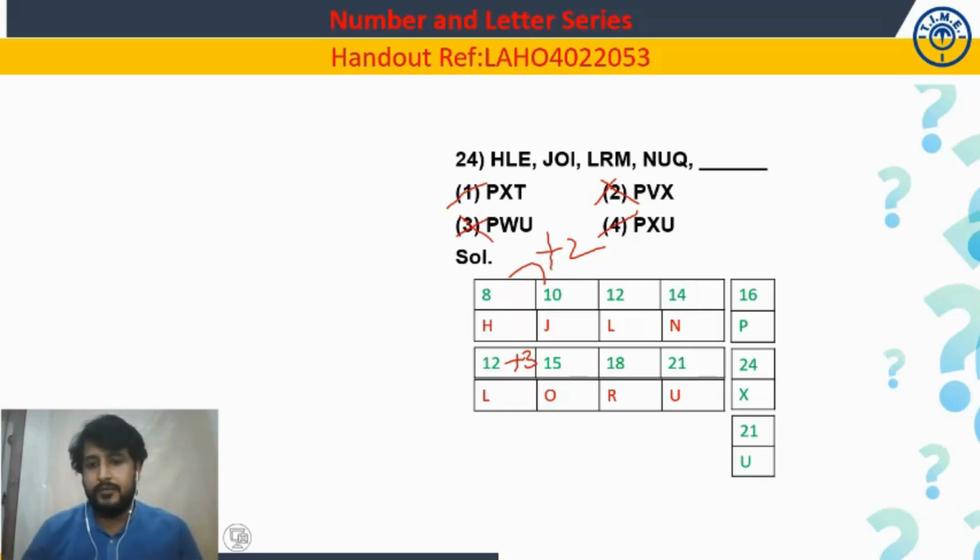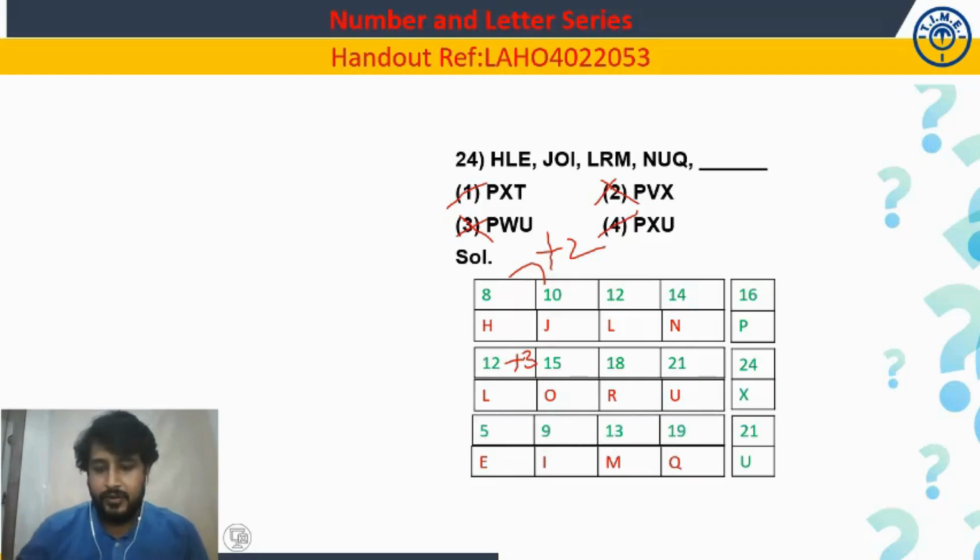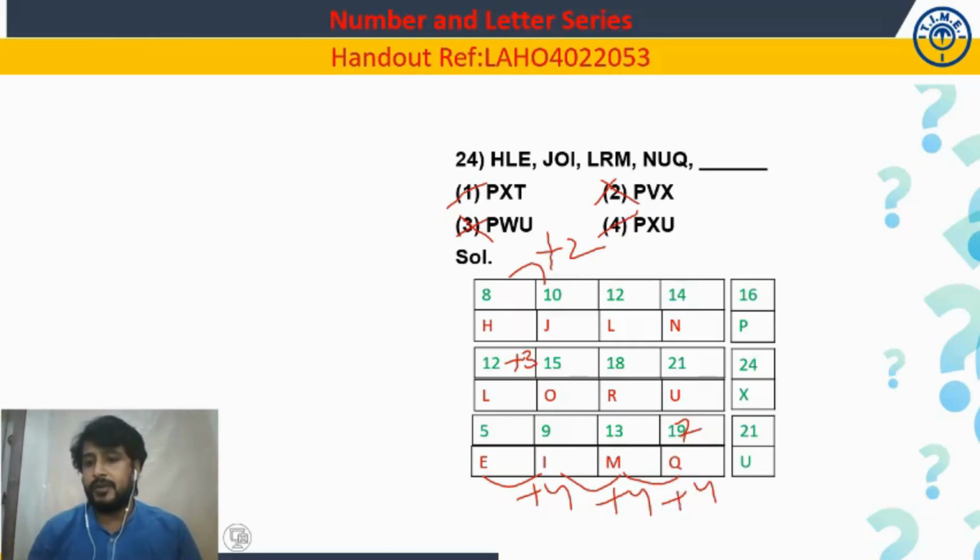Now go ahead with the third set of letters. What are the third set of letters? E, I, M, Q. Write the place values. E's place value 5. I's place value 9. M's place value 13. Q's place value 17. Please do the correction: 5 and 9 increased by 4, 9 and 13 increased by 4, 13 and 17 increased by 4. So plus 4, plus 4, plus 4.